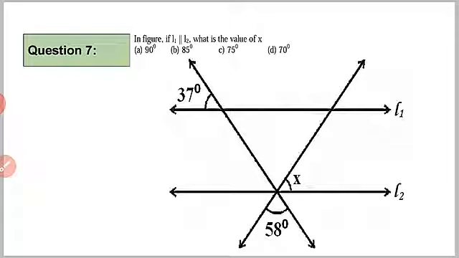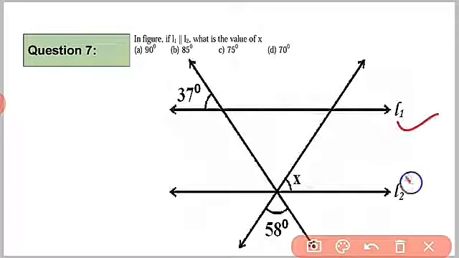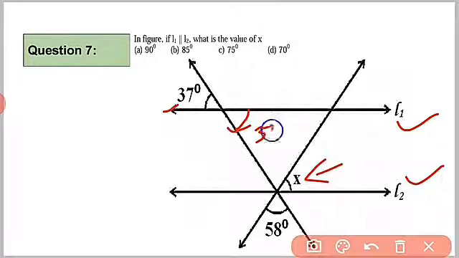Question number 7. It is given that L1 is parallel to L2 and we need to find this x. So if L1 is parallel to L2, we see that these two lines are intersecting, this transversal and this line. Just because of the intersection, these angles will be equal, as they are vertically opposite angles. So it will also be equal to 37 degrees.